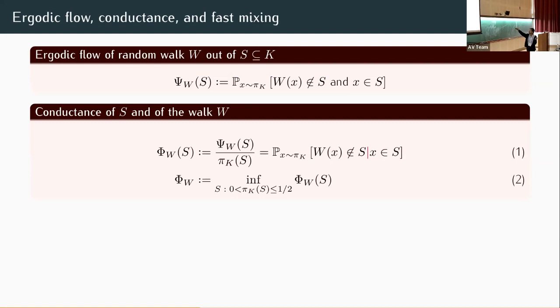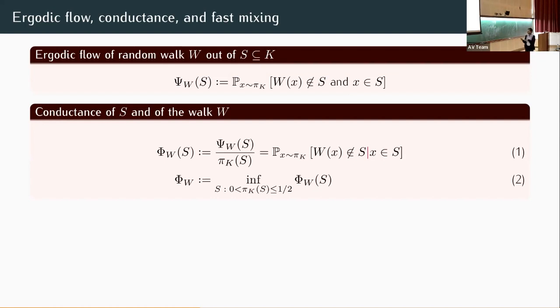So you first pick a point with respect to the stationary distribution. The ergodic flow of S is the event that the point lands in S, but after you take one step of the walk, you land outside S. And the conductance is just the conditional probability version of it. So given that you land in S in the first step in the choice of X, what is the probability that you land outside S after one step of the walk? Okay, so it's the ergodic flow divided by the volume of S. And the conductance of the walk itself is the smallest possible conductance of any of these sets.